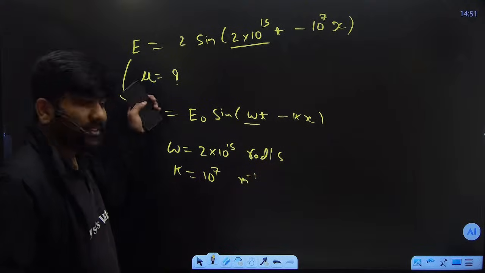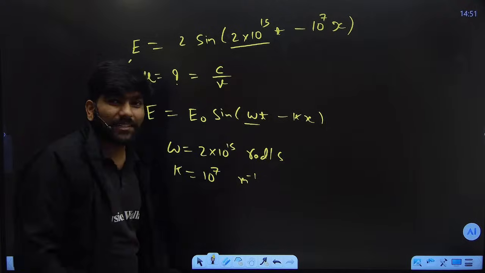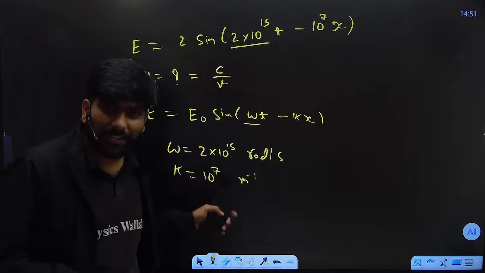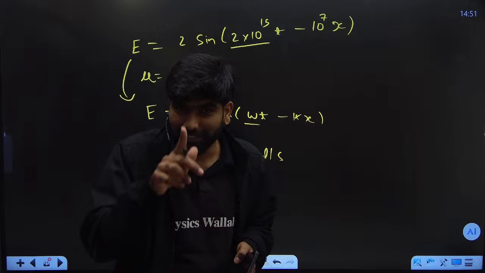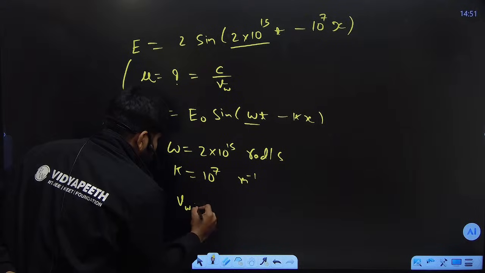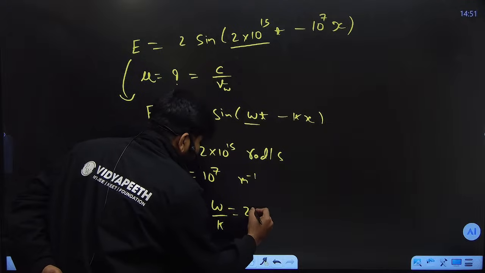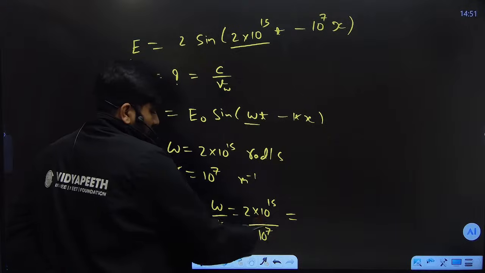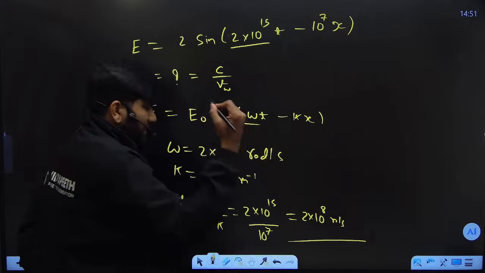Now, to get the refractive index, we know that the formula is the speed of light divided by the speed of light in that medium. Think about it for a second. If we know ω and k, can we find the speed of the wave in that medium? Yes, we can. The speed of a wave in a medium in terms of ω and k is ω/k. ω is 2 × 10^15, k is 10^7. When we cancel it, we get 2 × 10^8 meter per second.